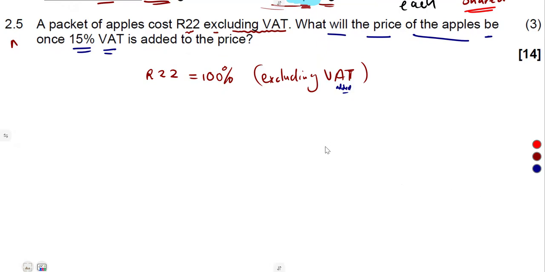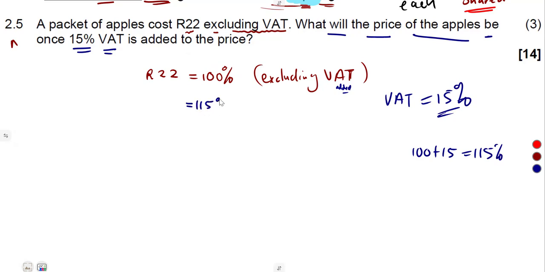15% is added. So there are so many ways. You can ask yourself, in terms of a percentage, VAT is what? Added. So we add, originally at 100%, 100 plus what? 15. This is 115%. So we are now selling our apples at 115% because of the VAT. All right? We are now selling them at 115%, which is more of what we had before. 100% compared to 115, 115 is more. So this is going to be more.